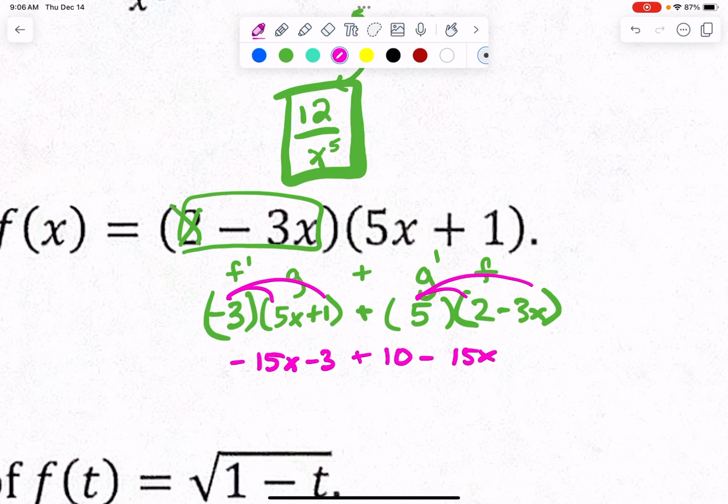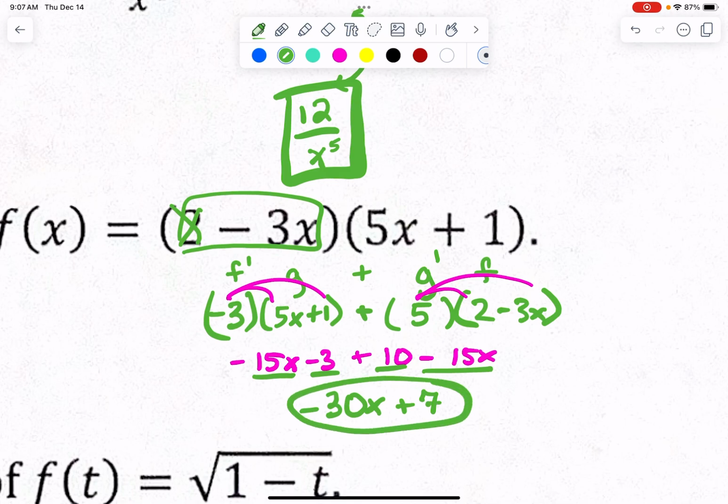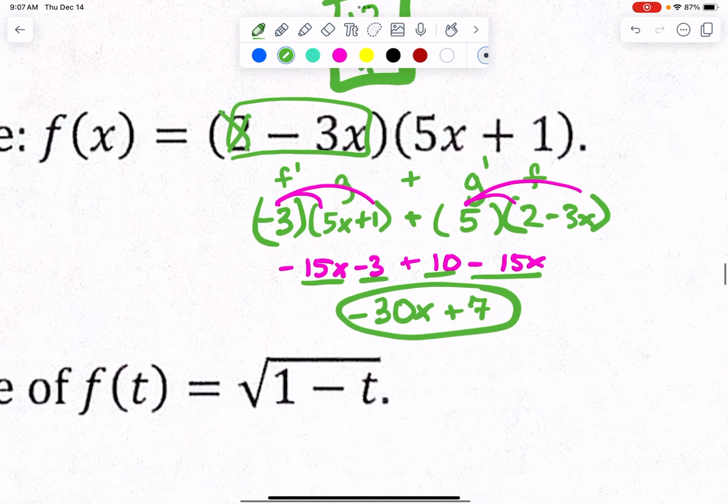And then I'm going to combine like terms. So I've got negative 15x minus another, so that's negative 30x. And then negative 3 plus 10 is plus 7. So there is that, all right? So you could have foiled it and gotten that answer and then just done the power rule. If you want to do that to check your answer, that's not a bad idea. But it might have been about the same amount of work if you would have foiled and then taken the derivative. So I bet you would have the same number of steps.